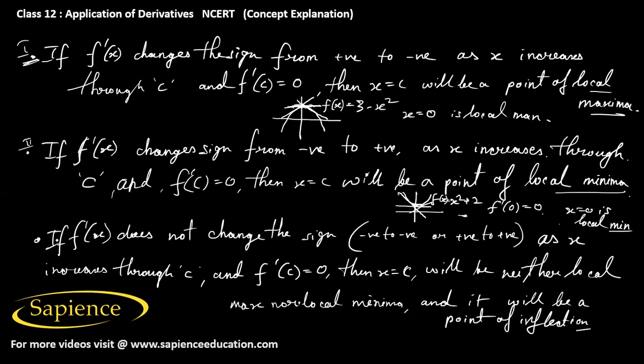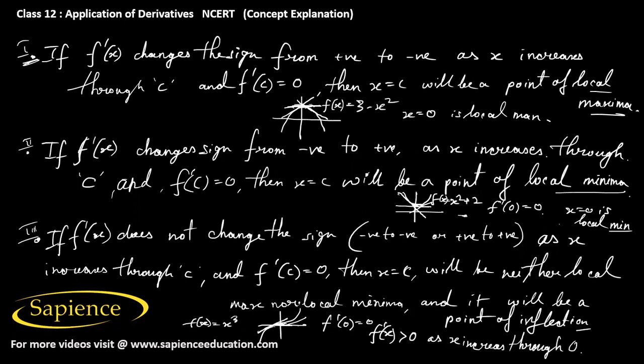And for the third case, we can give an example, the function f of x equal to x cube. Its graph is like this. At x equal to 0, the slope is 0 only. It means f dash 0 is 0. And as x increases through 0, the slope remains positive only. It means f dash x is greater than 0 always as x increases through 0 in this case.